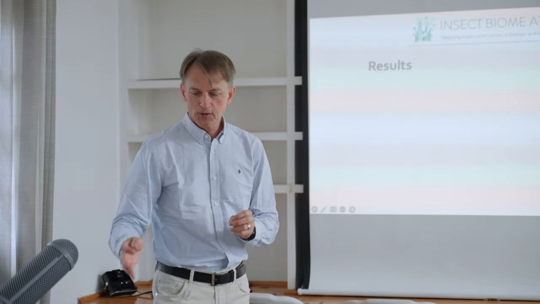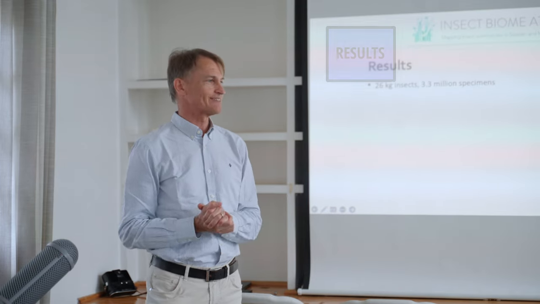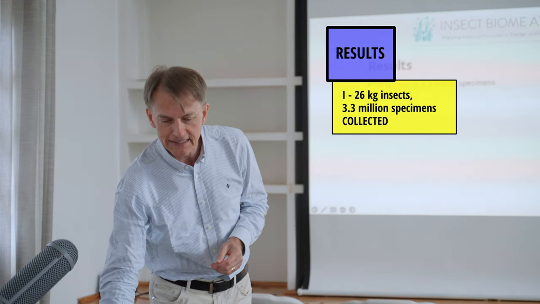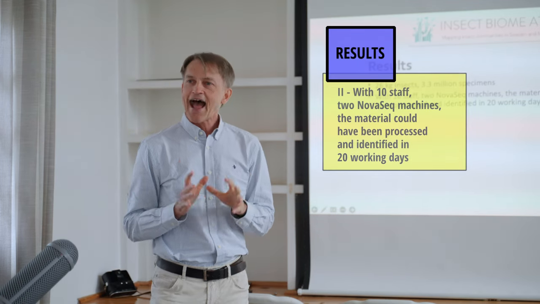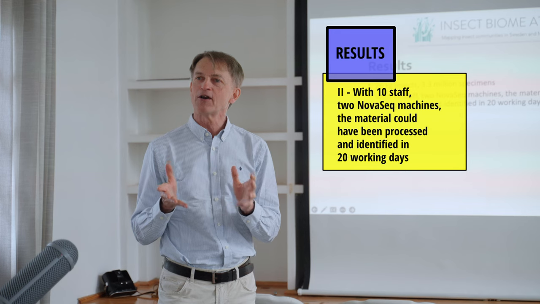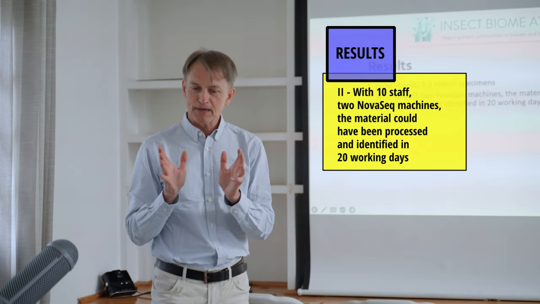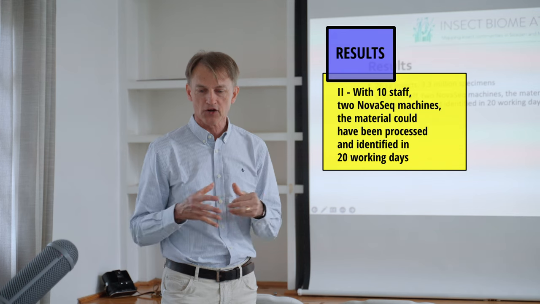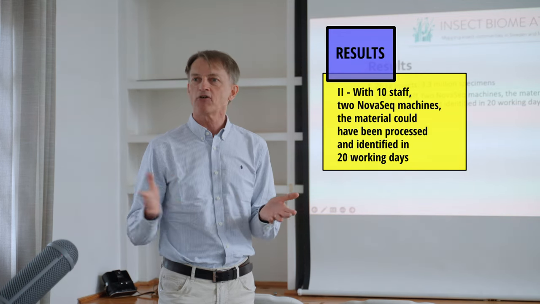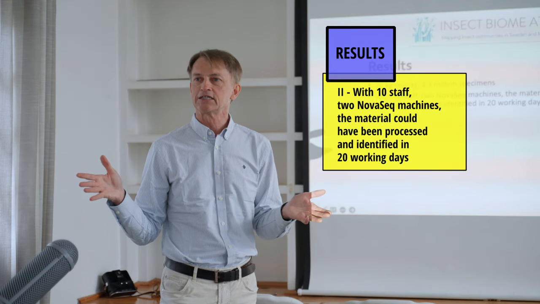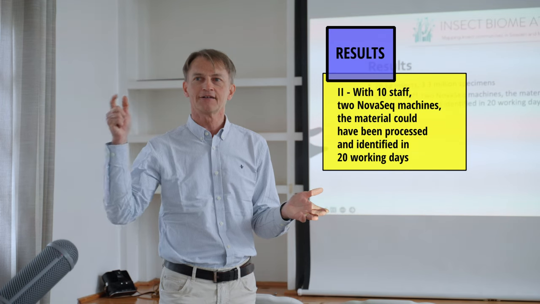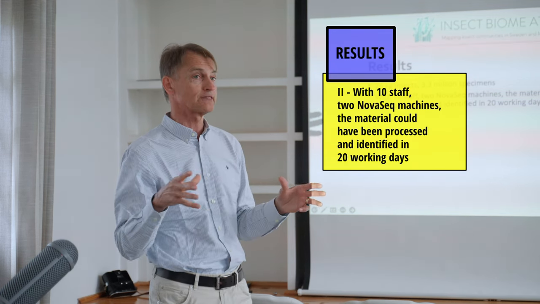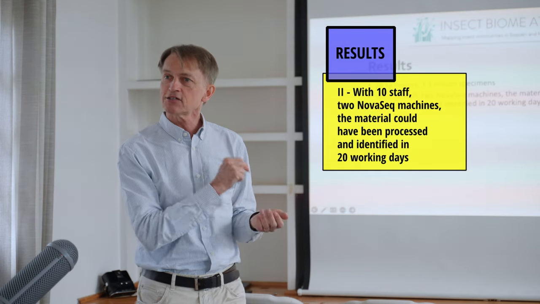So I'm just going to give you a few of the results, which might be interesting. For Sweden, we collected 26 kilos of insects in total in those traps, so about 3 million specimens, we estimate. And with these new methods, just to illustrate how revolutionary this is, with 10 staff and two of these NovaSeq machines that analyze many samples in one go, this material could have been analyzed and processed, the species identified, in weeks, instead of 750 years. And the cost is a fraction of what it takes if you include the salaries of all those taxonomic experts that we use in the traditional way.